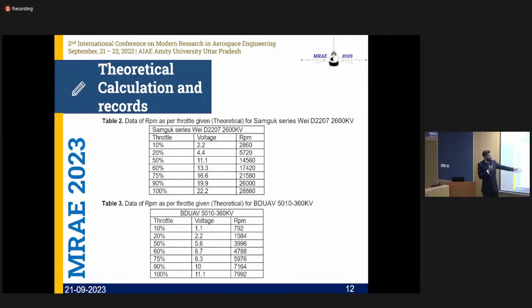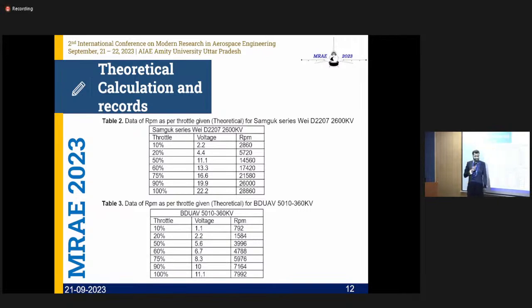This is the data which we generated from this 2207 2600 kV motor, and this is the data which we generated from a 360 kV motor. You can see the difference in the RPM. This is 2600 kV and it is generating huge RPM, almost 26,000. Whereas 360 kV is generating almost 7,000 RPM.